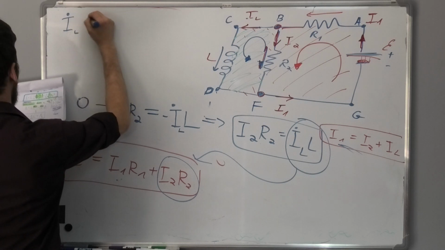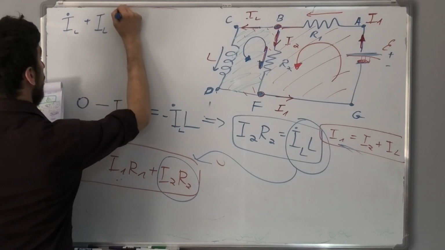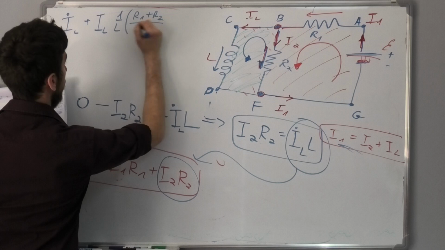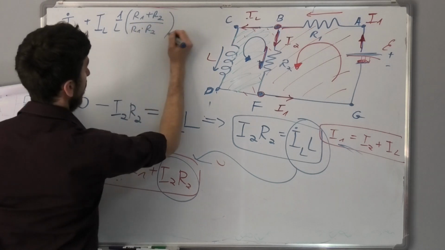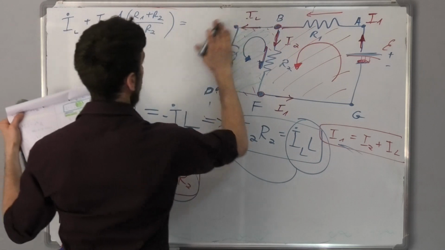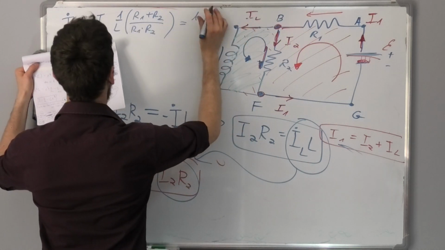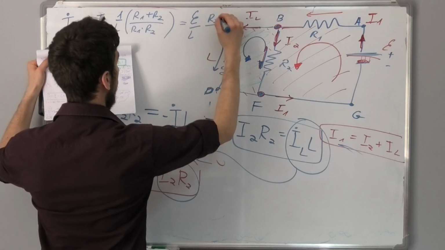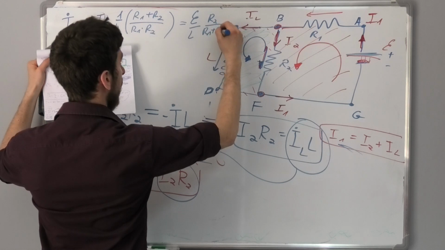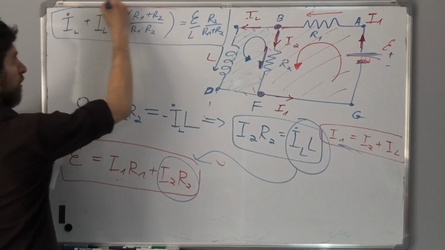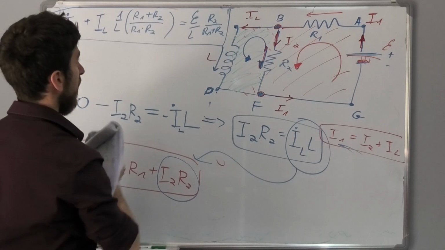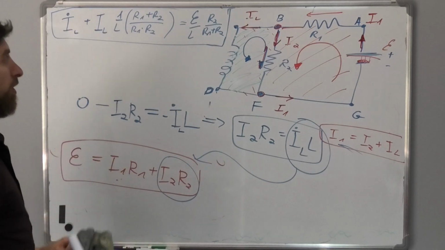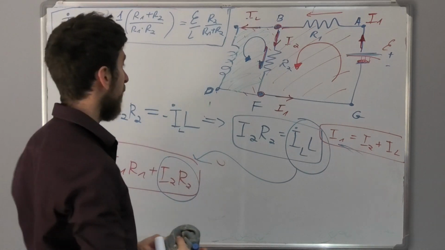closed equation: I dot L plus I_L times (1 over L) times (R1 plus R2) divided by (R1 multiplied by R2) equal to (1 over L) times epsilon times R2 divided by (R1 plus R2). Okay? So this is the equation that we are dealing with. And if I find I_L, I can find the rest of the currents in this configuration.